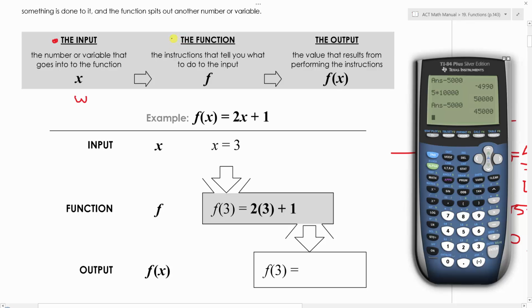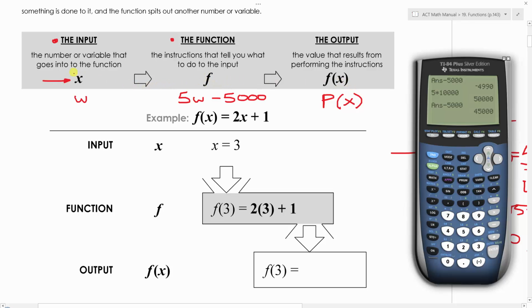They will have the function itself, which basically will be telling us what to do to the input. In our previous example, we needed to multiply the input by 5 and then subtract 5,000 from that product, from that 5W. And then the output, which is the value that results. In our previous example, you may remember that that was our profit, our P of X. The more general or more standard letters and symbols in a function question are X, F, and F of X.